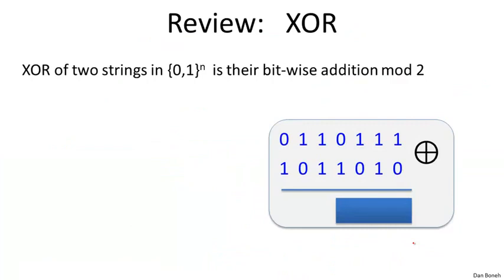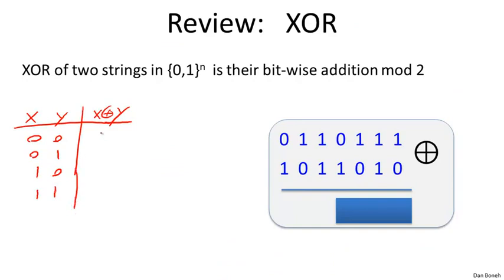So before we talk about XOR, let me just do a very quick review of what XOR is. Of course, XOR of 2 bits means the addition of those bits modulo 2. Just to make sure everybody's on the same page, if we have 2 bits, 0,0, 0,1, 1,0, and 1,1, the truth table of the XOR is basically just the addition modulo 2. You can see 1 plus 1 is equal to 2, modulo 2, that's equal to 0.